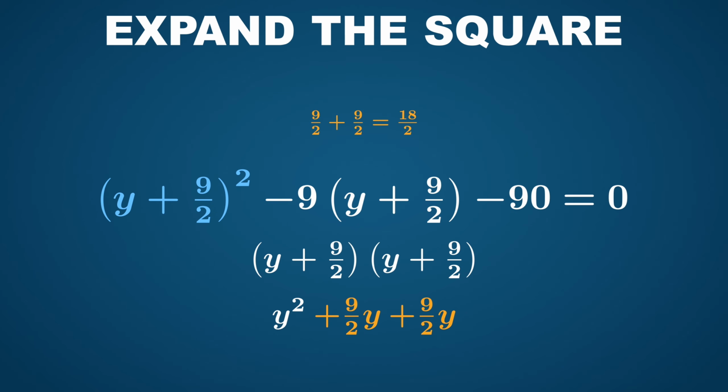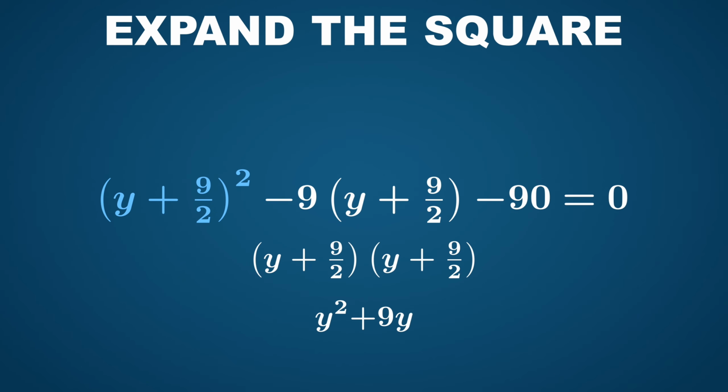9 halves plus 9 halves equals exactly 18 halves in total. 18 divided by 2 simplifies down to the whole number 9. So our combined middle term is just a positive 9 times the variable y. Notice how this perfectly matches the original linear coefficient number.